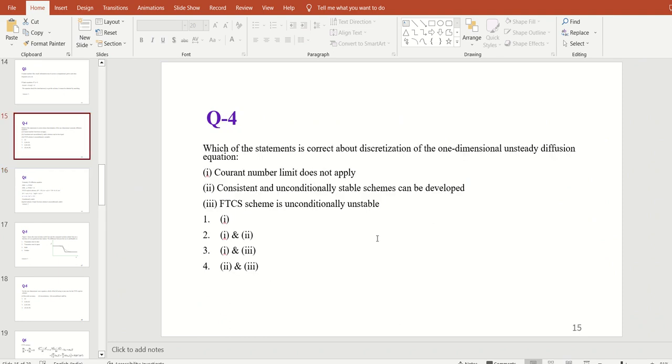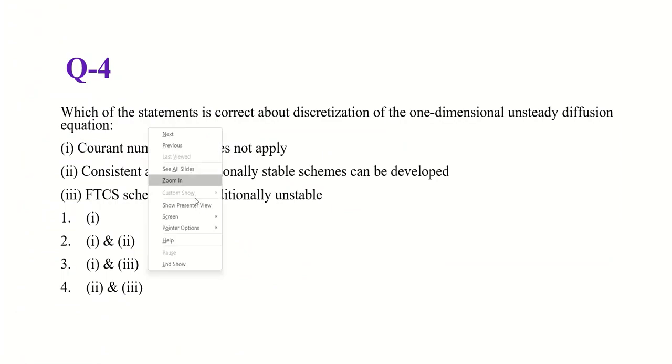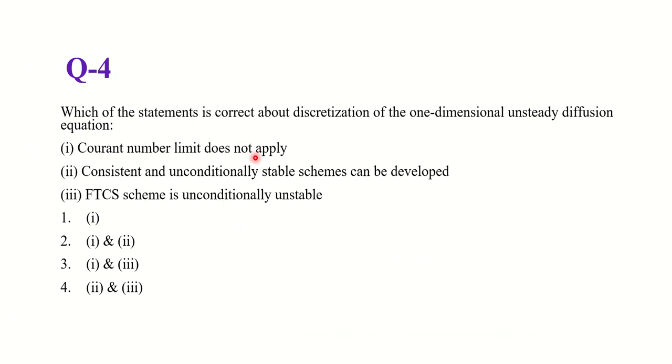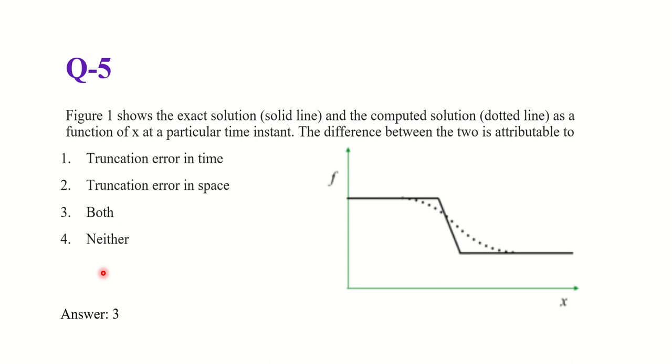Unconditionally stable and consistent schemes can also be developed. So the point to be noted here is that Courant number limit does not apply, and consistent and unconditionally stable schemes can be developed. So the answer to this question is option 2. It is Courant number limit does not apply, and also unconditionally stable and consistent schemes can be developed. So okay, now we'll move on to question 5.